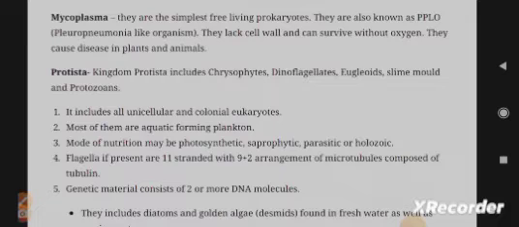Mode of nutrition may be photosynthetic, saprophytic, parasitic, and holozoic. Flagella present are 11 stranded, with a 9+2 arrangement of microtubules composed of tubulin. Microtubules consist of tubulin, right? Yeah, tubulin. Genetic material consists of 2 or more DNA molecules. Just DNA molecules.